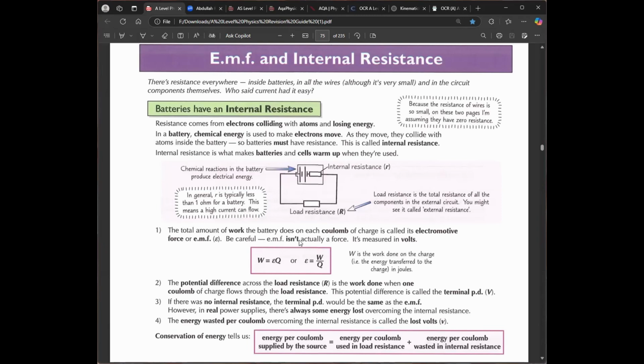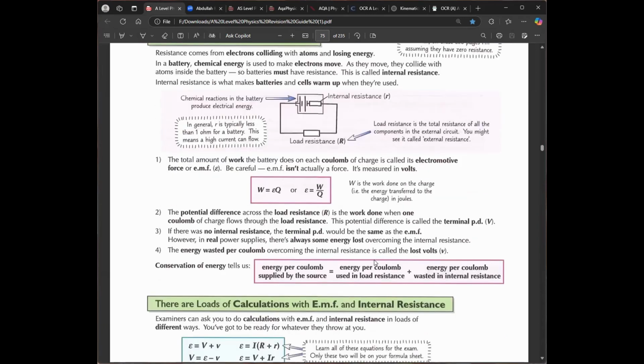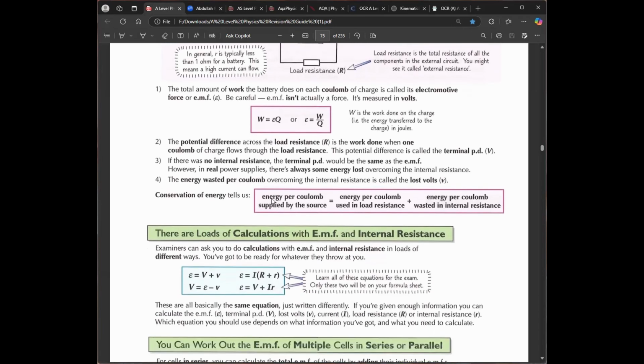Be careful, EMF isn't actually a force. We already know it's a potential difference, not a force, but it's just in the name. And obviously, if it's a potential difference, it's measured in volts, right? So the same values and formulas apply to that as well. Now, how we use it practically, and what kind of questions we are going to get for it, you'll know shortly when we arrive at the questions.